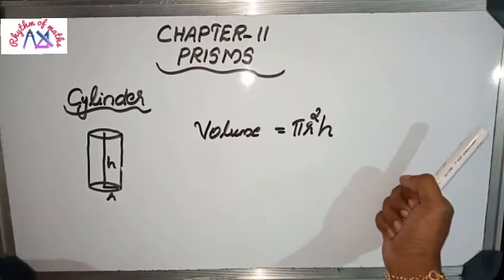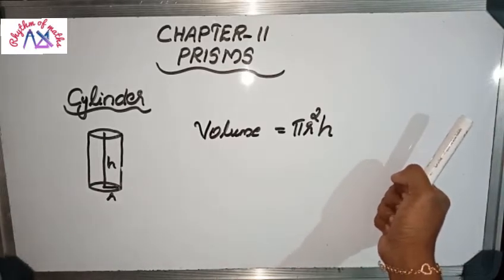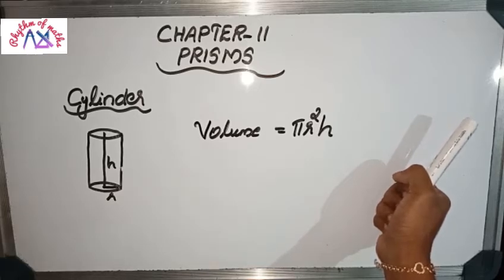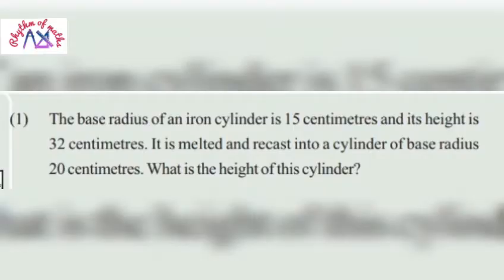Learn this equation by heart. Now let's move on to problems based on this from page number 176 and 177. Here is your first question. The base radius of an iron cylinder is 15 cm and its height is 32 cm. It is melted and recast into a cylinder of base radius 20 cm. What is the height of this cylinder?